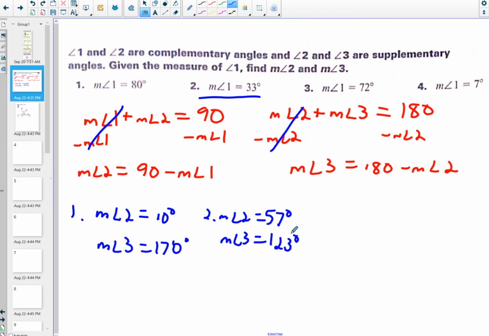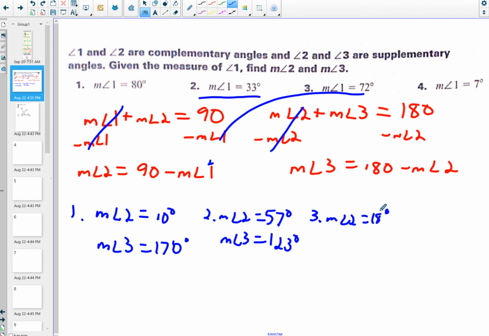Do I need to do the last two, or do you get the hang of this? Just do the last one. Okay. For number 3, it says 72. So how do you find angle 2? I'm basically substituting, saving myself some steps, plugging in the 72 there. What's 90 minus 72? 18.